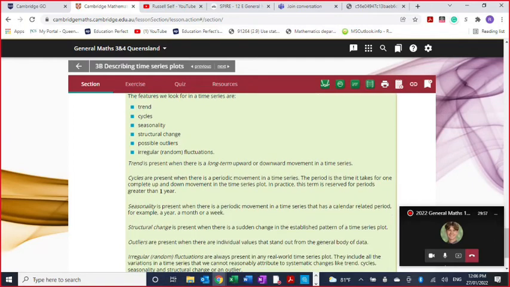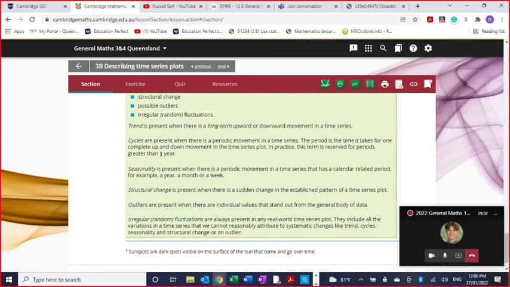And then finally, look for irregular or random fluctuations, because those types of time series graphs you're not going to be able to use to make predictions or to make any kind of judgment about what's happening. All right? So these are your definitions that I don't want you to just learn, you need to learn. You need to learn what a trend is and how to recognize one. Right? You need to talk about cycles, seasonality, structural change, and outliers, and finally, irregular fluctuations.